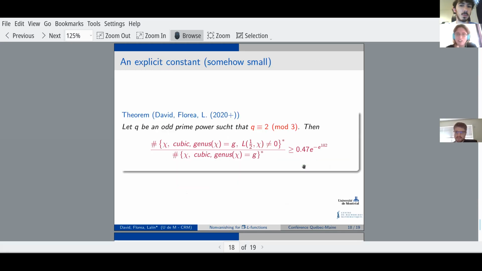And so I just wanted to finish with what is the result now with the explicit constant. Okay, so if I take the proportion, what you get is that it is non-zero for at least 0.47 times e to the minus e to the 182. So this is a positive number, but if you ask a computer, the computer will tell you that this number is zero. Okay, it's very, very, very small. But this is coming from the method, so we will need to have something very radical, like a radical new idea, to have a substantially more positive proportion.